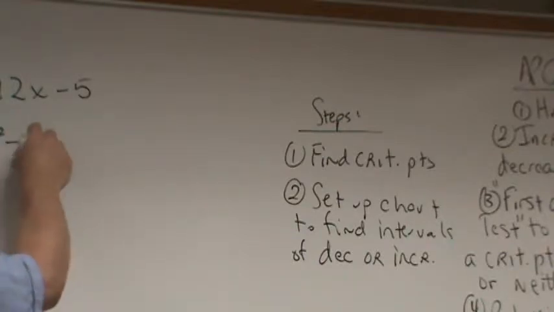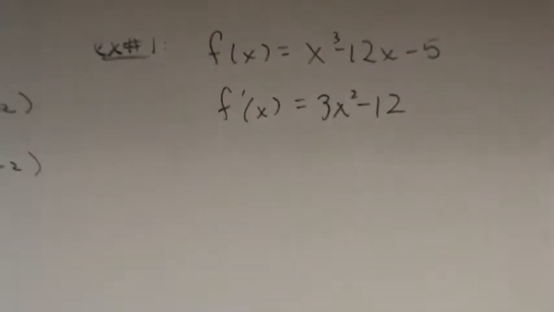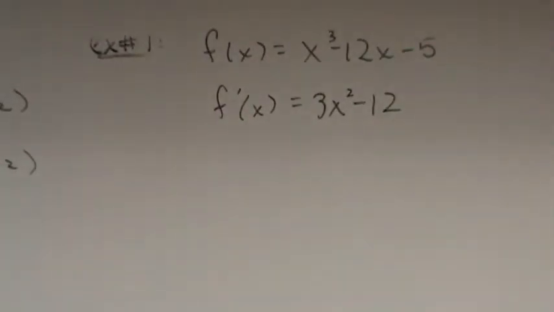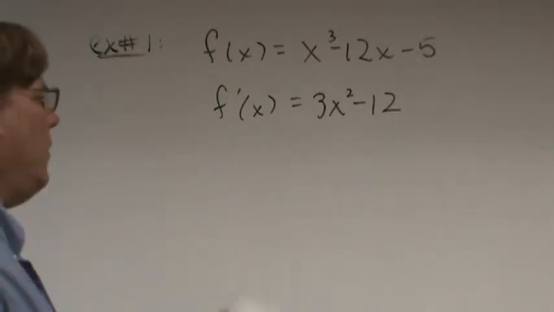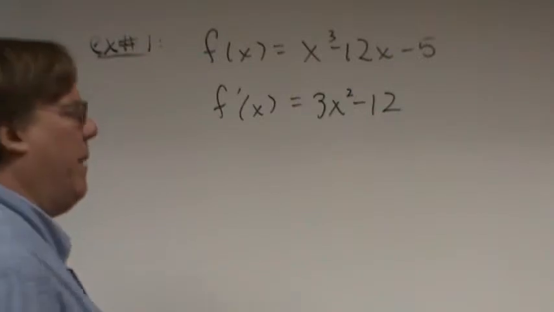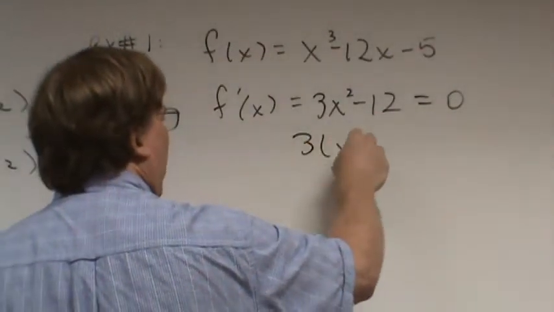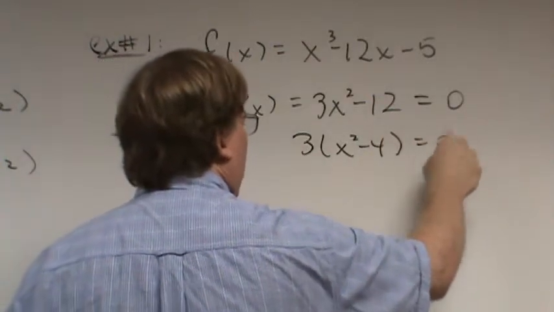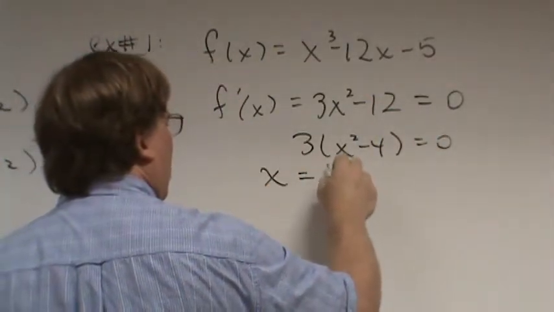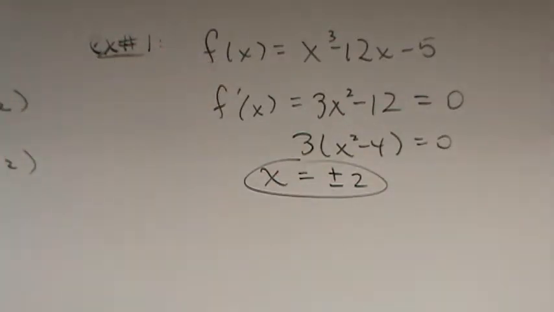I got 3x squared minus 12. That's my first derivative. My critical points are going to be those values of x that make that function 0 or undefined. There's no value of x that makes this undefined. So I'm just going to find the values of x that make this 0. So 3 times x squared minus 4 equals 0. So I get x equals plus or minus 2. Those are my critical numbers.